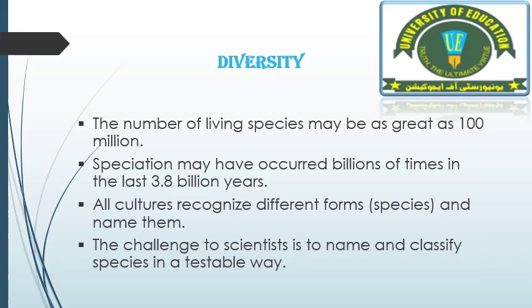So what is speciation? Speciation means the formation of new species from previously existing species. Means from a previously existing population, some organisms separate from the population and they make their own new population. So that is called speciation.